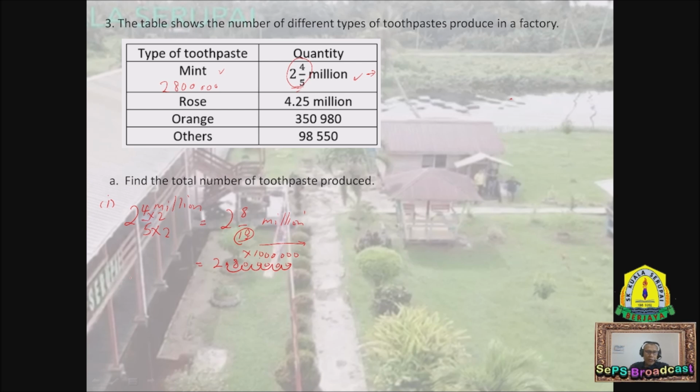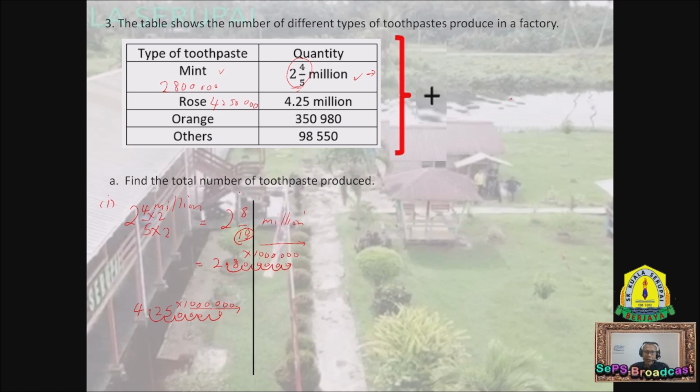How about rose? The rose is 4.25 million. The same thing, million means you have to multiply by 1 million. When you see that, it means you have to multiply by 1 million, but that is no problem. You just move the decimal 6 times according to the number of zeros. 1 2 3 4 5 6. Okay, 6. It is 4,250,000.